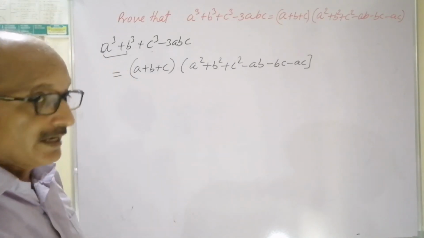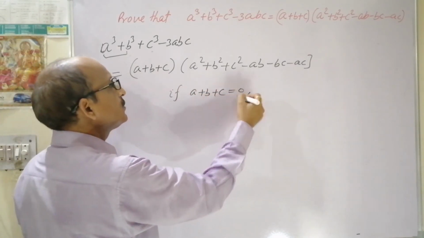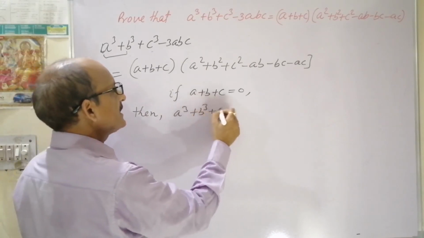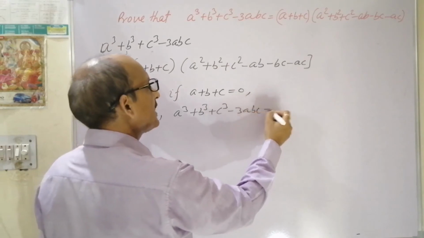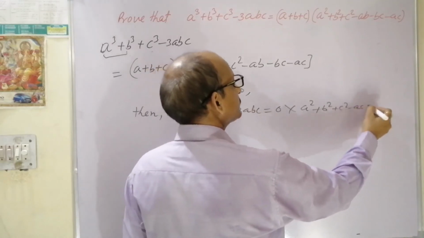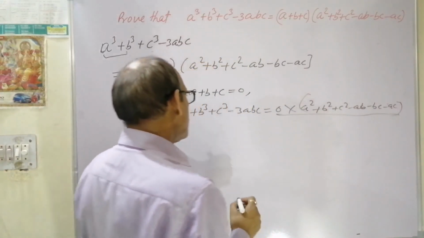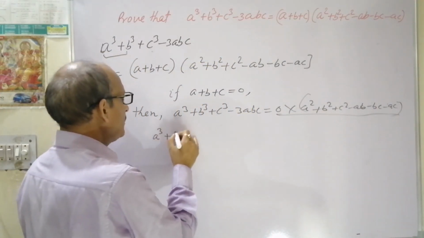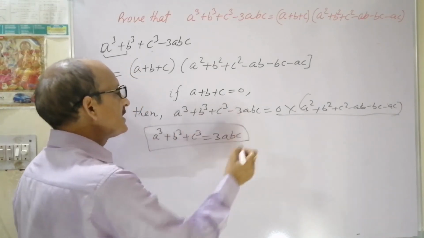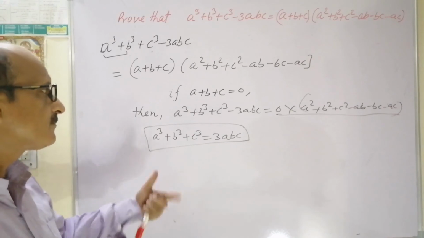One conditional identity is based on it. If A plus B plus C is equal to 0, then A cube plus B cube plus C cube minus 3ABC becomes 0 into something. That is finally 0. So we can get A cube plus B cube plus C cube is equal to 3ABC. This is a very important identity for the standard of class 9th mathematics in the polynomial topic. So A cube plus B cube plus C cube is very vastly used.